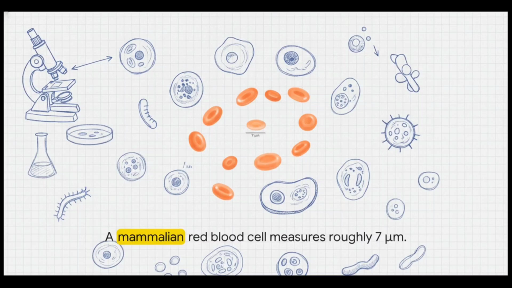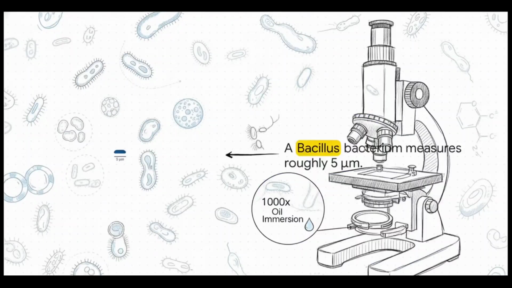To properly grasp the microscopic scale, a universal baseline is necessary. Consider a typical mammalian red blood cell, which measures approximately 7 micrometers across. This eukaryotic cell is readily observable using conventional light microscopy. Shrinking the scale slightly, a typical rod-shaped bacillus bacterium measures 5 micrometers. While still visible under light microscopy, observing most bacterial cells clearly requires an oil immersion bright field objective, operating at a magnification of 1,000 times.